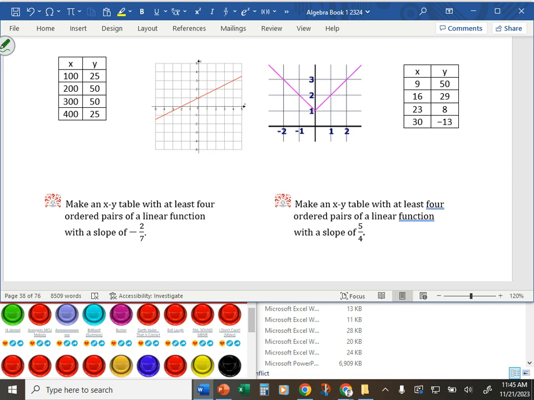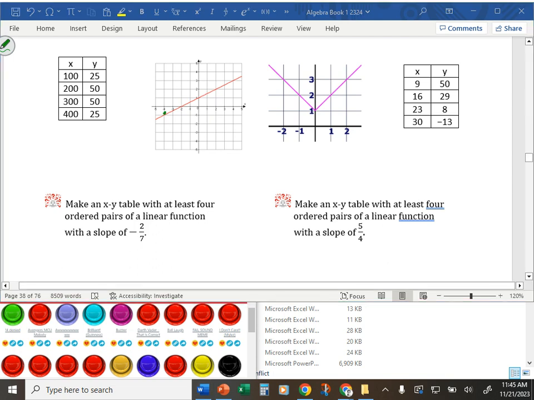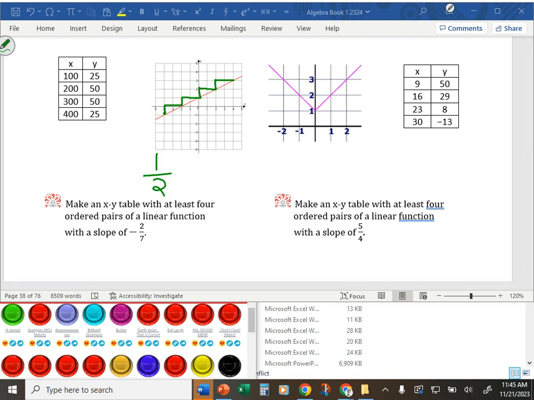If we kind of move along from point to point here, right? We're going up 1 over 2, up 1 over 2, up 1 over 2, up 1 over 2. Look at that nice staircase it makes. Consistent. The change in y is consistently going up 1. The change in x, the horizontal, is consistently going over 2. So this is indeed linear.